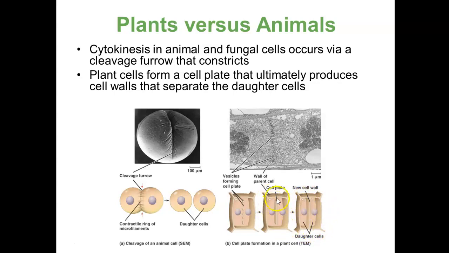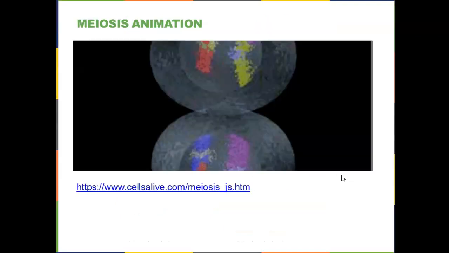That structure is called a phragmoplast. Vesicles forming a cell plate, the entire thing is called a phragmoplast. One of my favorite words in biology, just because it's so odd. P-H-R-A-G, frag, M-O-P-L-A-S-T, plast. All right, let's go ahead and take a look at this animation right here.